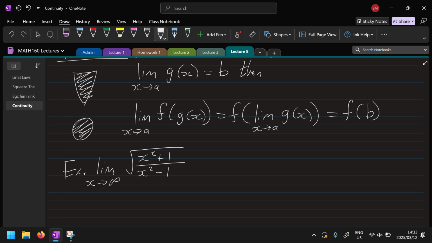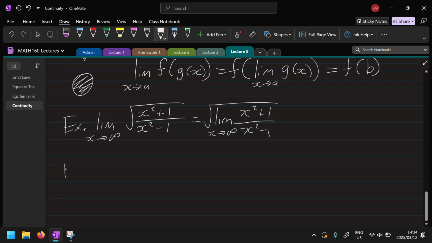So this now becomes the root of the limit as x goes to infinity of (x squared plus 1) over (x squared minus 1). Just given like this, it might be difficult. How do you do the limit with the root? But the root is continuous, so the limit can jump inside, and we end up with this. This inside part we can do, and then we just take the root of the result. We will see this many, many times as we do more complicated limits.